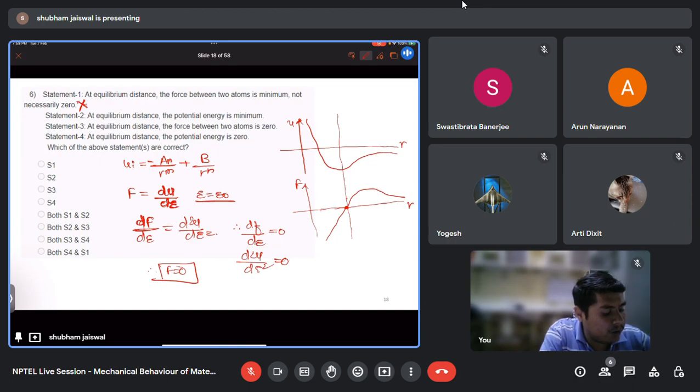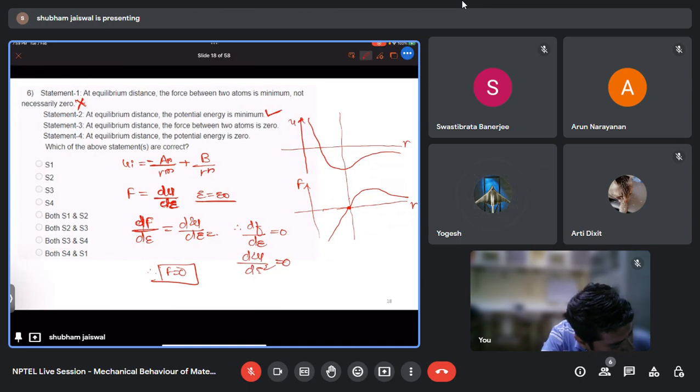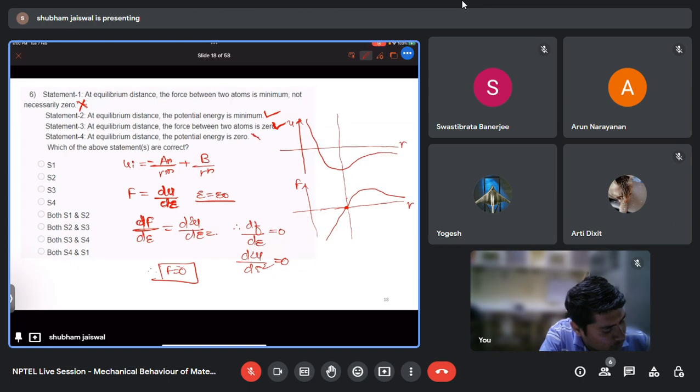The second statement: at equilibrium distance, the potential energy is minimum. Is it correct? Yes, correct, sir. The third one is at equilibrium distance, the force between the two atoms is 0. That we have already proven, so this one is also correct. Then, at equilibrium distance, the potential energy is zero. Is it zero? Minimum. So this is not. So only the correct options are statements 2 and 3. Both S2 and S3 are correct.